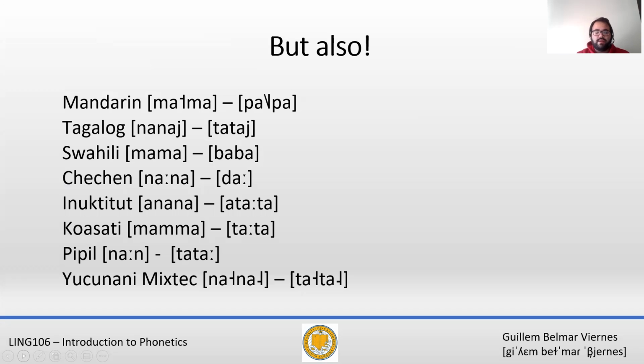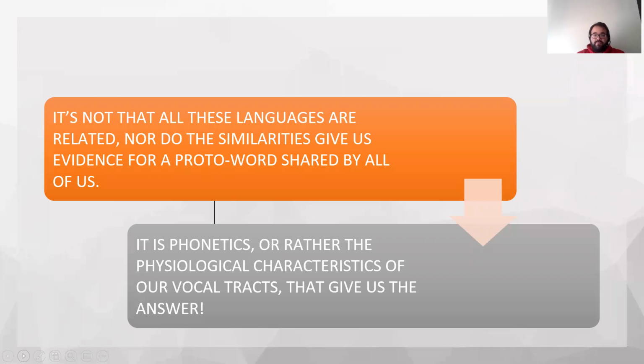Koasati, spoken in Louisiana, has mama and tata. Pipil has nan and tata. And Yucuane Mixtec has nana and tata. So these are not European languages, right? These are not related, and these words are not exactly borrowings. These are just the words for mom and dad in these languages. So how is it that we have in all these different languages very similar words for mom and dad? Well, it has to do with everything we just said. It has to do with articulatory reasons. It has to do with the vocal tract of babies. It's not that these languages are related.